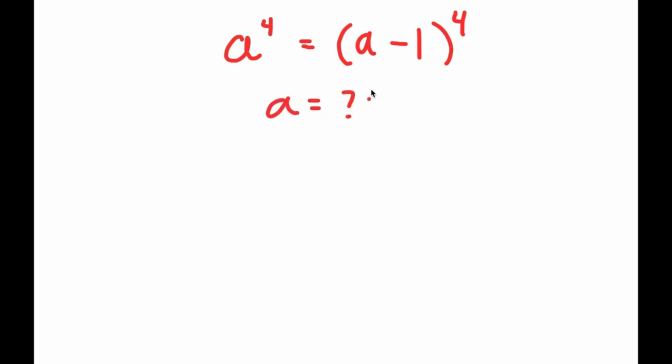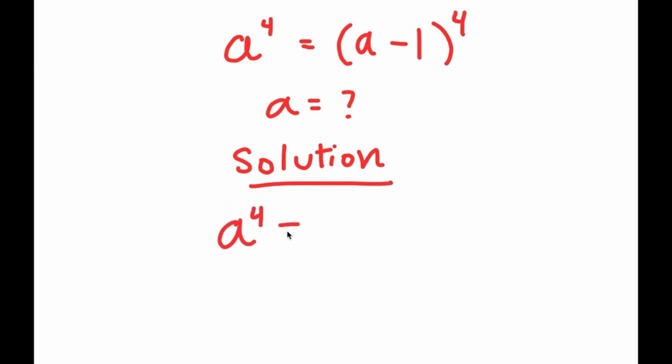Alright, so in this video, I'm going to be solving the equation a to the power of 4 is equal to a minus 1 to the power of 4. So to solve this, my only variable in this equation is a, which is the variable I'm going to be solving for. And now for my solution, I'm going to first rewrite this problem down here so I have a little more solving space. So my problem is a to the power of 4 is equal to a minus 1 to the power of 4.